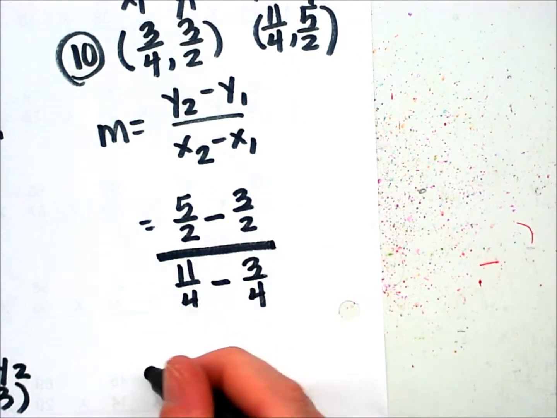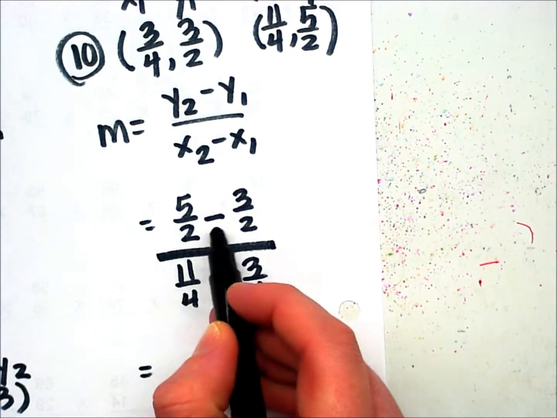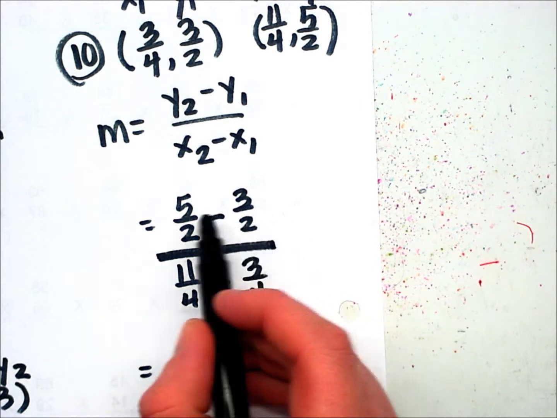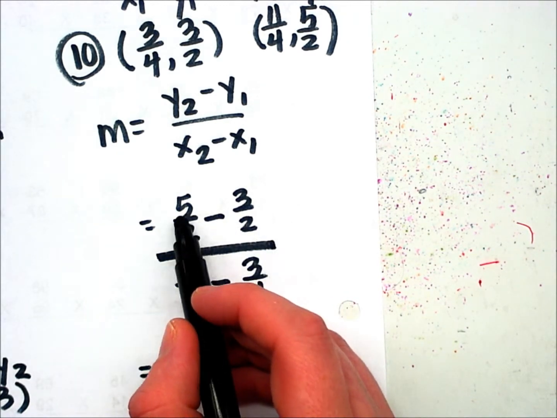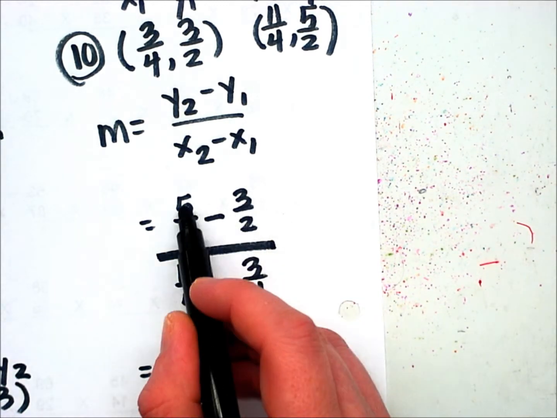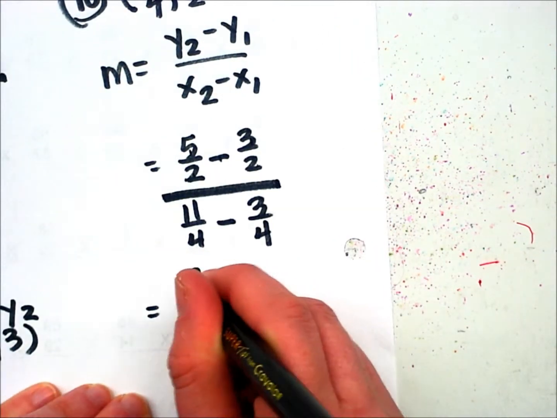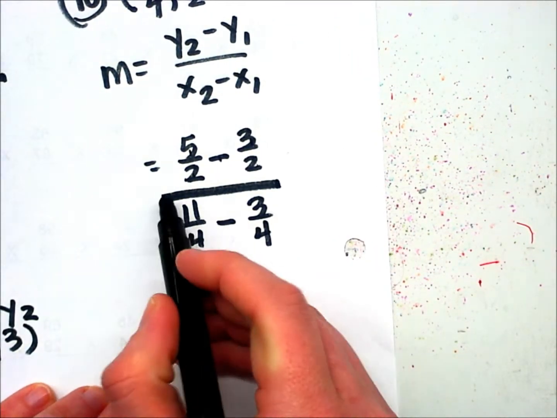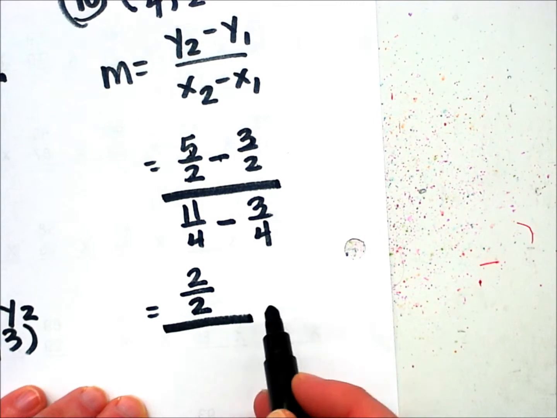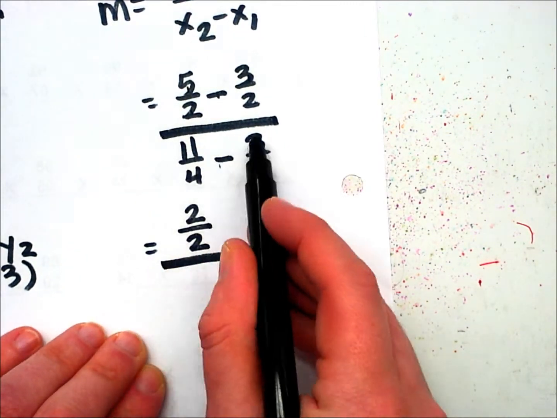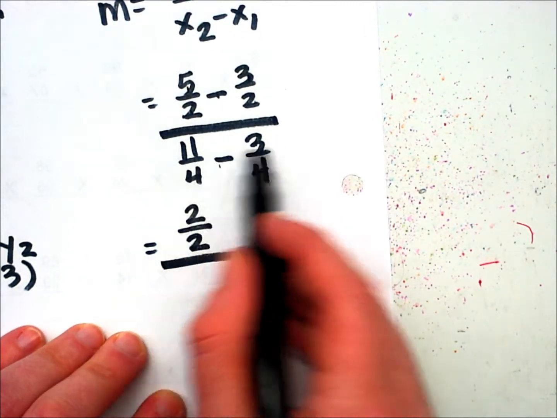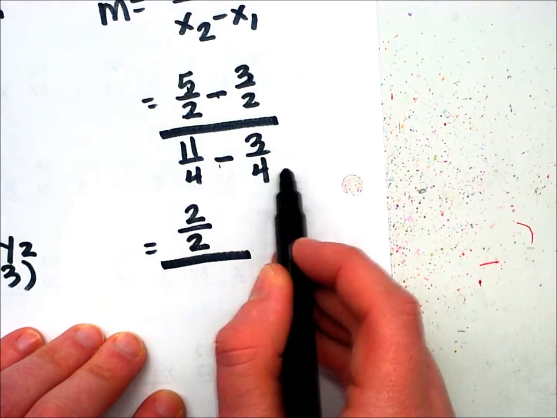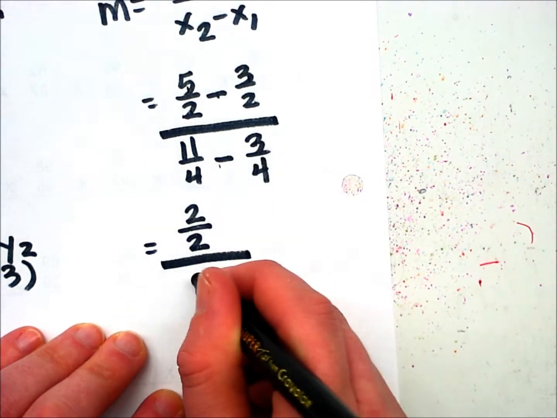Up here in the numerator I have 5/2 minus 3/2. Well, remember you only subtract the numerators. There's already a common denominator. Well, 5 minus 3 is 2. So that's 2 over 2. Keep that big line. And then 11/4 minus 3/4. Remember, you only need to subtract the numerators since they have a common denominator. 11 minus 3 is 8.